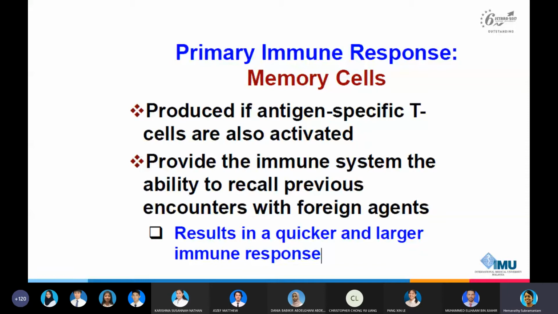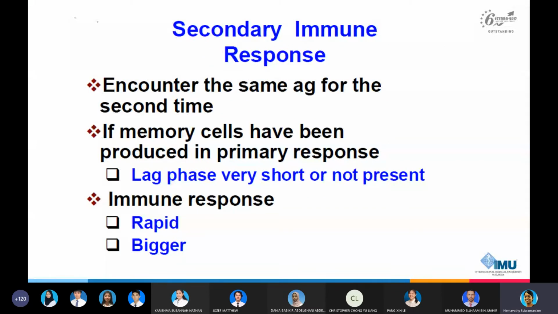For second immune response, if memory cells have been produced in primary response, the lag phase will be very short, or maybe it's not present. The immune response is rapid and bigger. This is secondary immune response, meaning if an individual is encountering the same antigen again, the memory cells could still remember how to react to that antigen. That is why the immune response will be rapid and bigger.